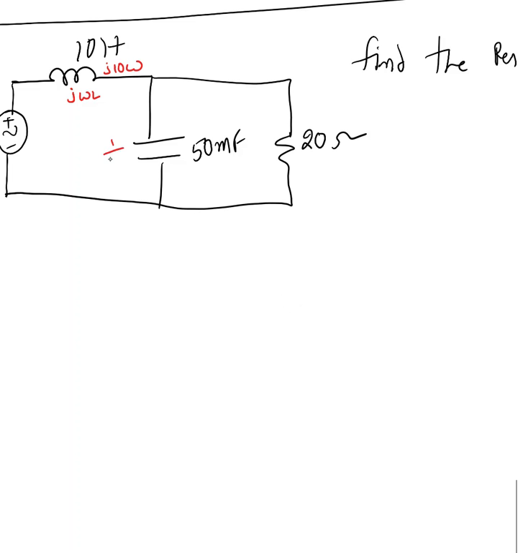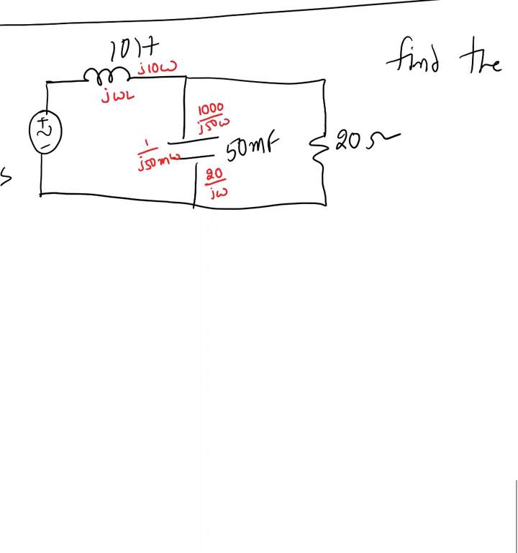This is going to be 1 over J 50 milli times omega. So milli is 10 to the power of minus 3. If I take it to the numerator, it's going to be 1000 over 50 omega. So it's going to be minus, I'm going to leave the J in the denominator. Okay, so it's going to be 20 over J omega. Okay, now this circuit is in frequency domain.